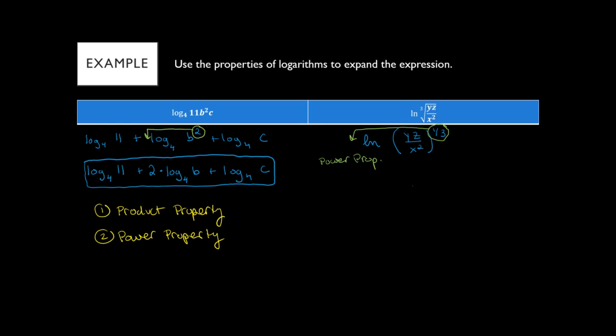So we can get that out of the way so that we can start expanding the rest of it out. So that's going to give us 1/3 times the natural log of yz over x squared. Once you get rid of that exponent, now we can use the quotient property where you have the natural log of the top minus the natural log of the bottom. You can separate that out.